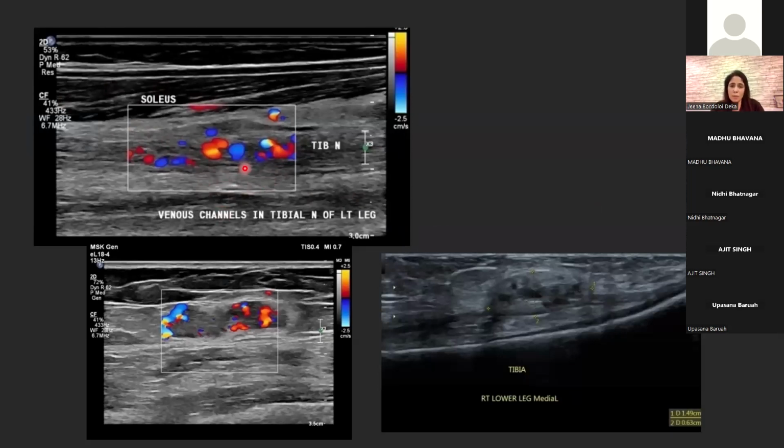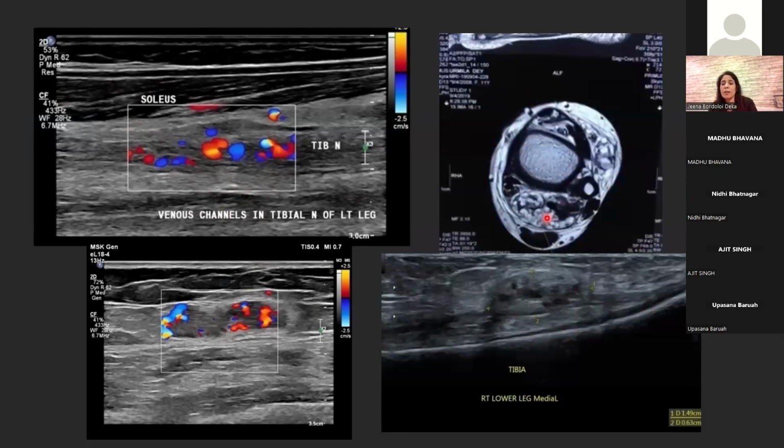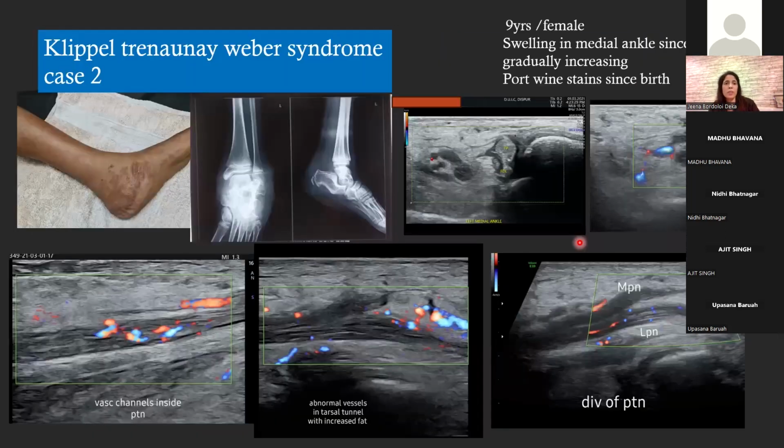Venous channels, I mean, there is vascularity within this nerve, and there was also a presence of other hemangiomas in the subcutaneous tissue and also within the muscle, that is, the flexor hallucis longus muscle, where we saw an intramuscular hemangioma, and MRI proved the presence of the intraneural hemangioma.